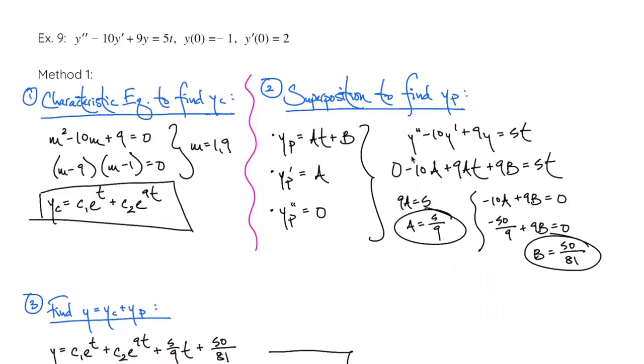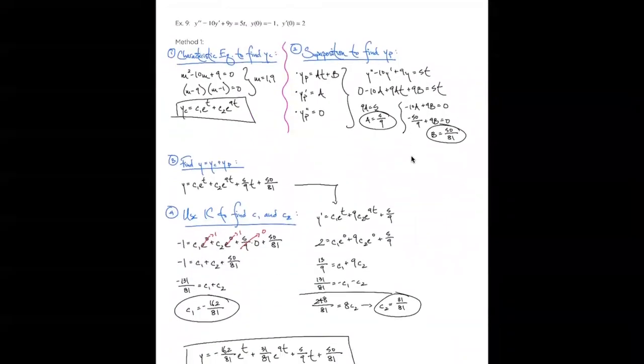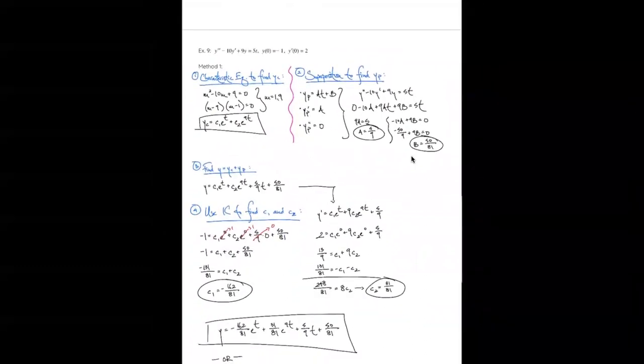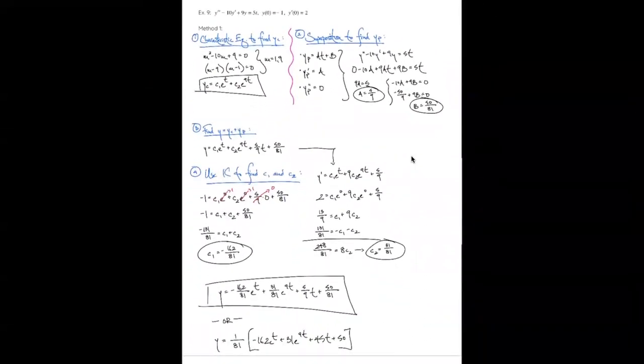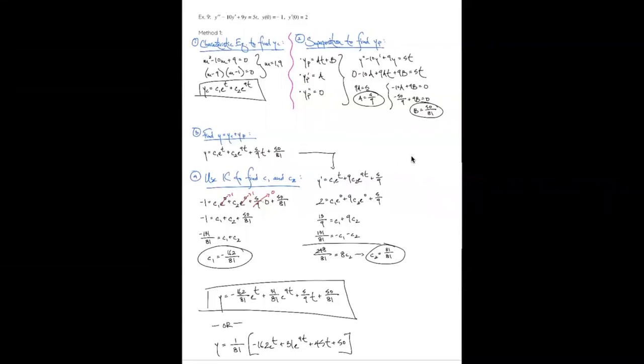Yesterday we had the pleasure of taking a look at basically one single differential equation. We took a look at this one, y double prime minus 10y prime plus 9y equals 5t. We had a set of initial conditions here as well. And we went back into our brains to a few weeks ago and took a look at that method of superposition that we learned on how to solve a non-homogeneous differential equation.